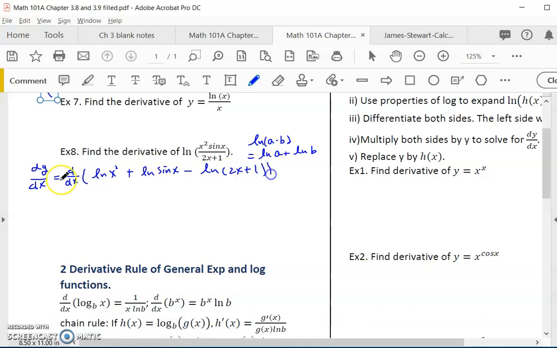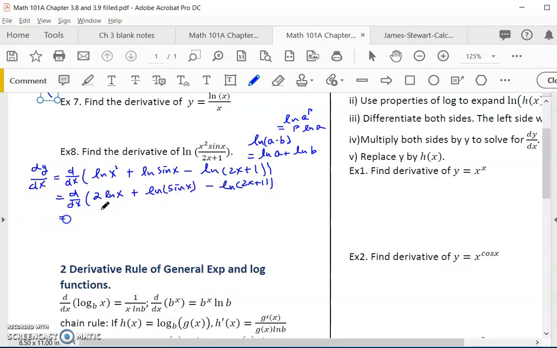And let's see if we can simplify better. ln x squared, power rule, I can move the 2 out. So it's actually 2 ln x. This is also the log properties, right? ln of a to the p power is equal to p ln a. So if I have x squared, I can do 2 ln x plus ln sine x. We cannot simplify anymore. Minus ln of 2x plus 1. We cannot simplify anymore, it's just one term.